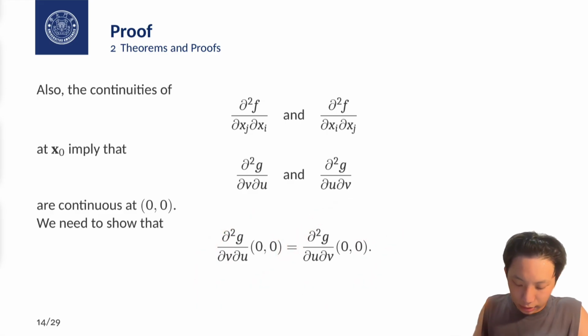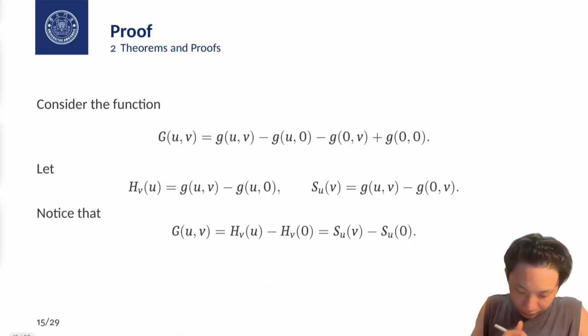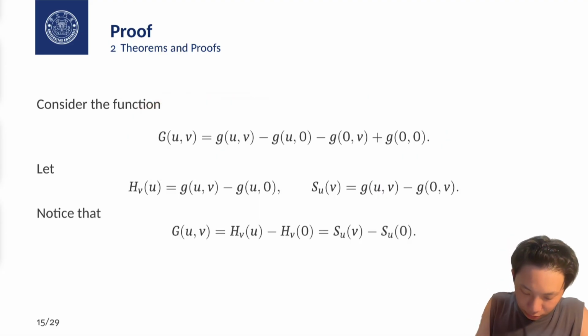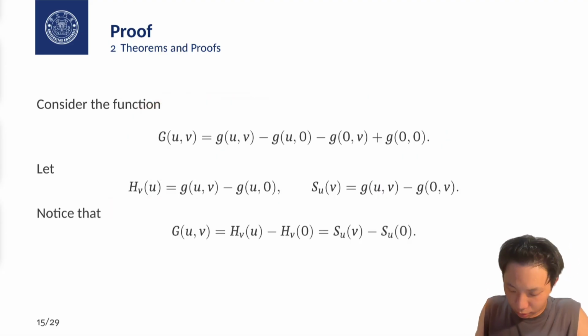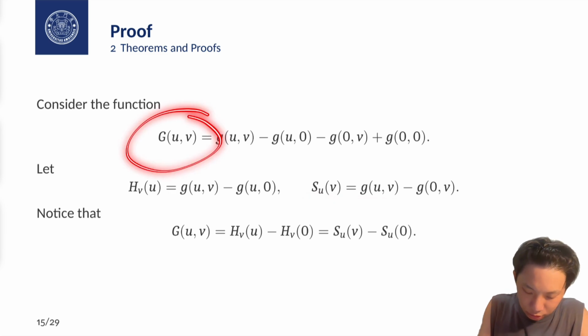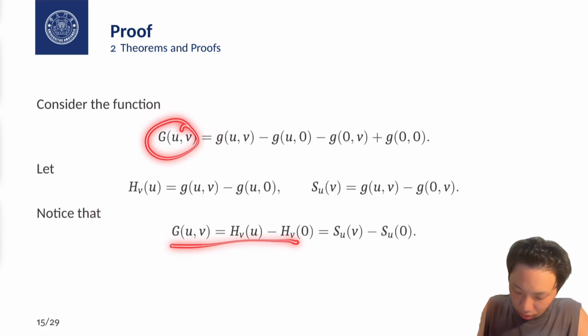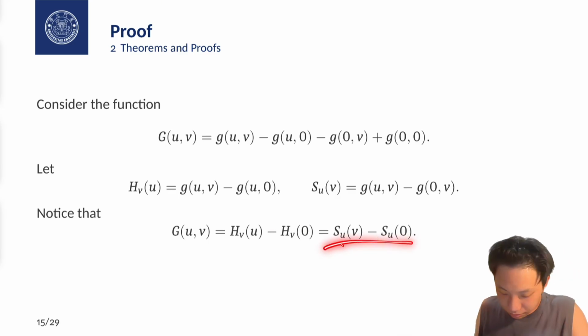Now let us define this function, and we let S_vu equal to this and S_uv equal to this. We can write this function as this, or write this function as this.